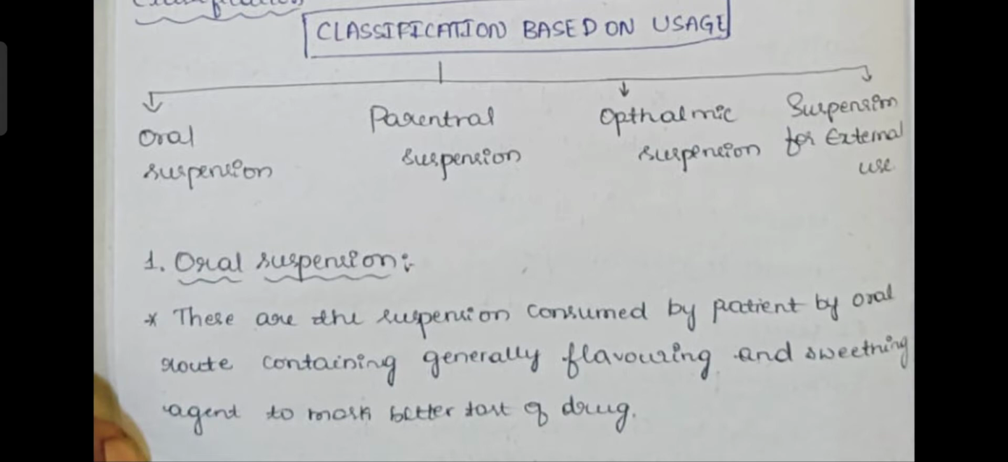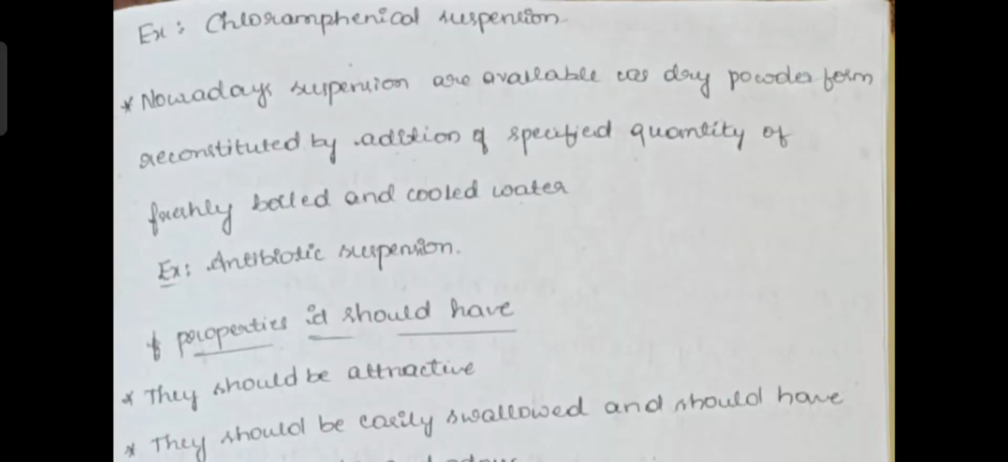Patient compliance means patient acceptance. For masking the bitter taste, we can go for the addition of sweetening agent and flavoring agent. Example for oral suspension is chloramphenicol suspension.